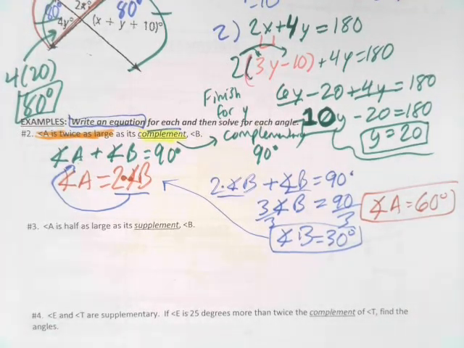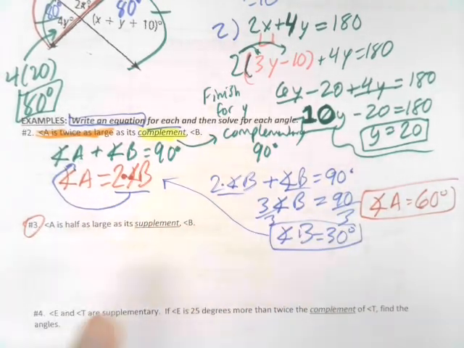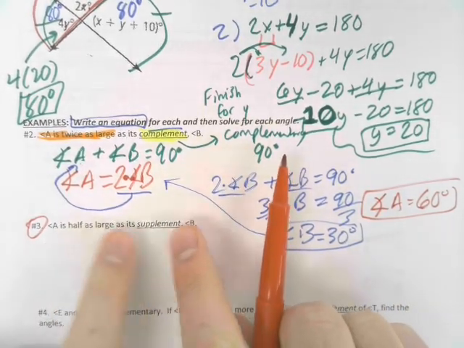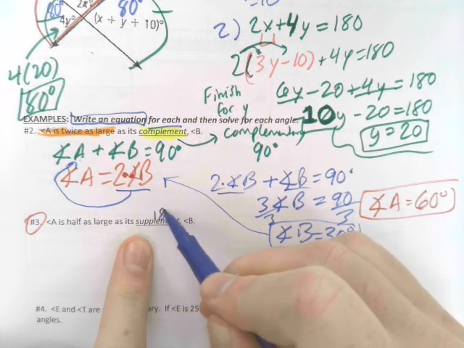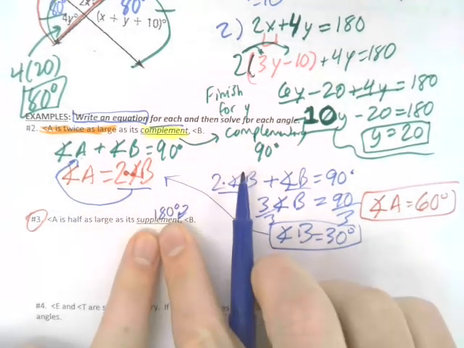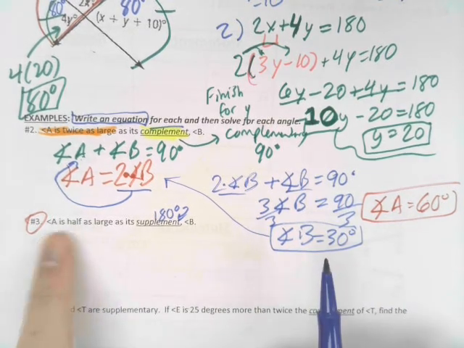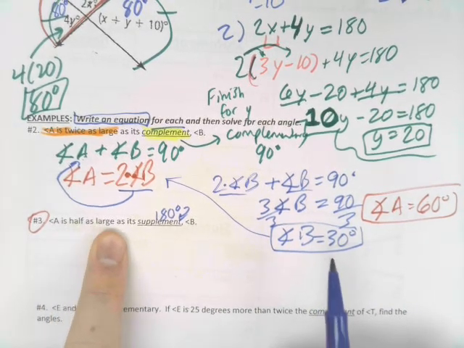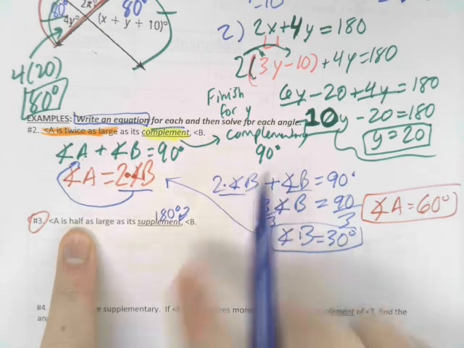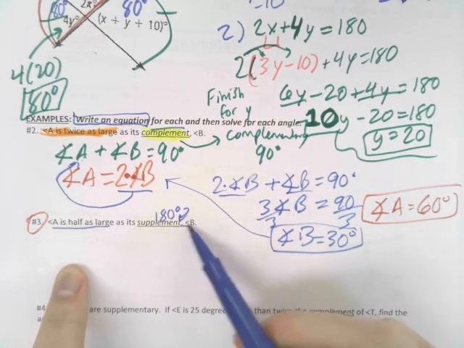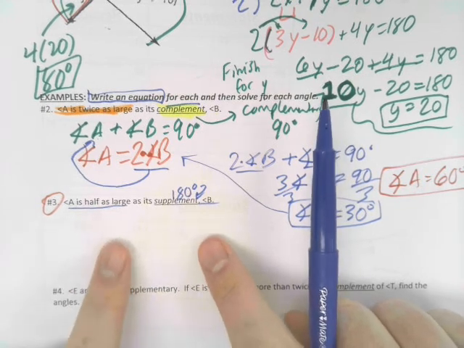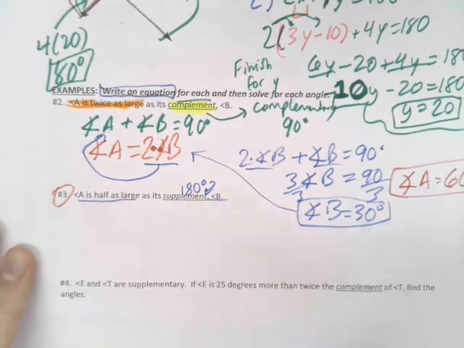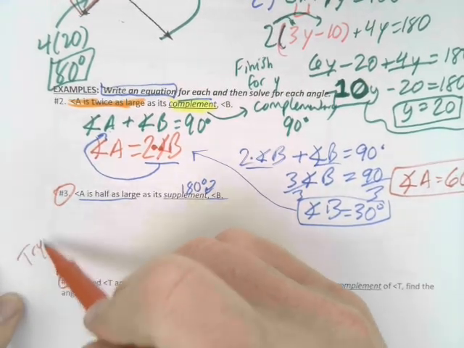So I'm going to let you guys try number 3, with the one hint being that A and B are supplements. So y'all already know we're talking 180 degrees. Also make sure you read carefully. A is going to be half as large as B. Half as large. So just keep that in mind. And I'm going to let you guys go ahead and try number 3. And if you're feeling really confident, you can try number 4.